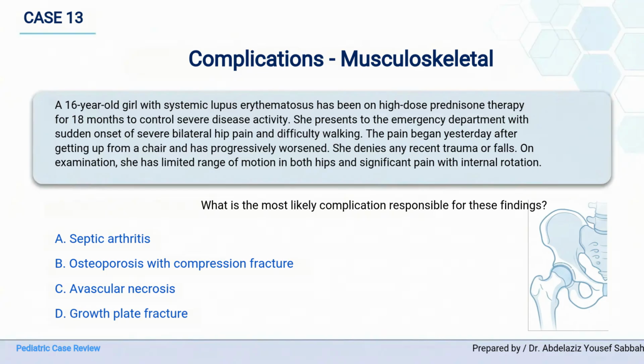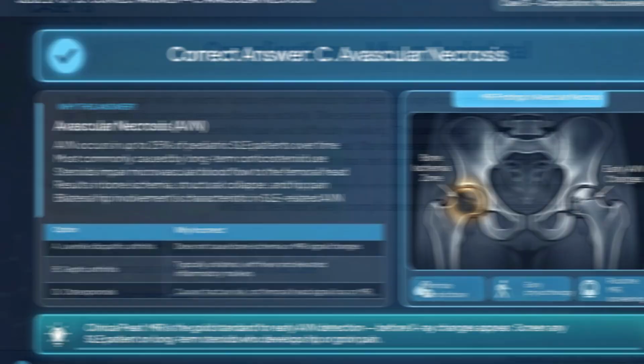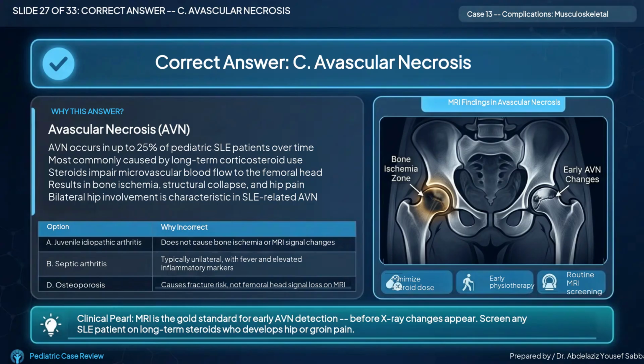On examination, she has limited range of motion in both hips and significant pain with internal rotation. What is the most likely complication responsible for these findings? Option A, septic arthritis. Option B, osteoporosis with compression fracture. Option C, avascular necrosis. Option D, growth plate fracture. The correct answer is option C, avascular necrosis.